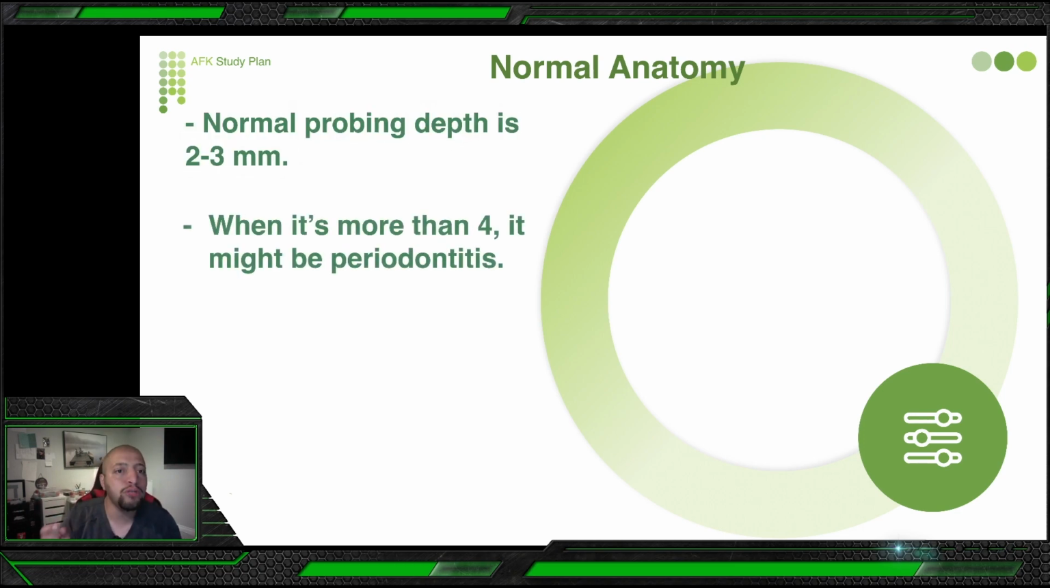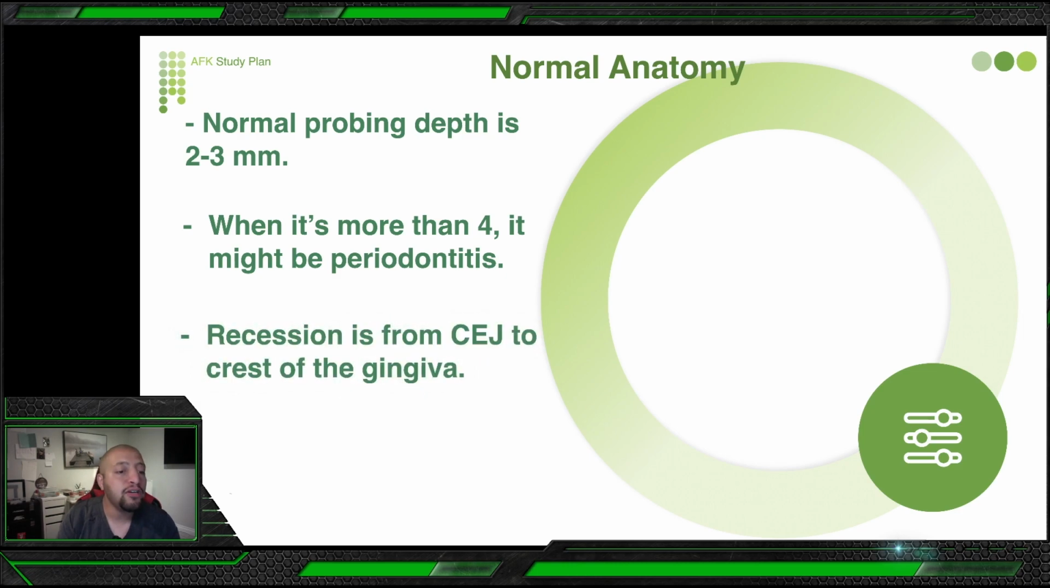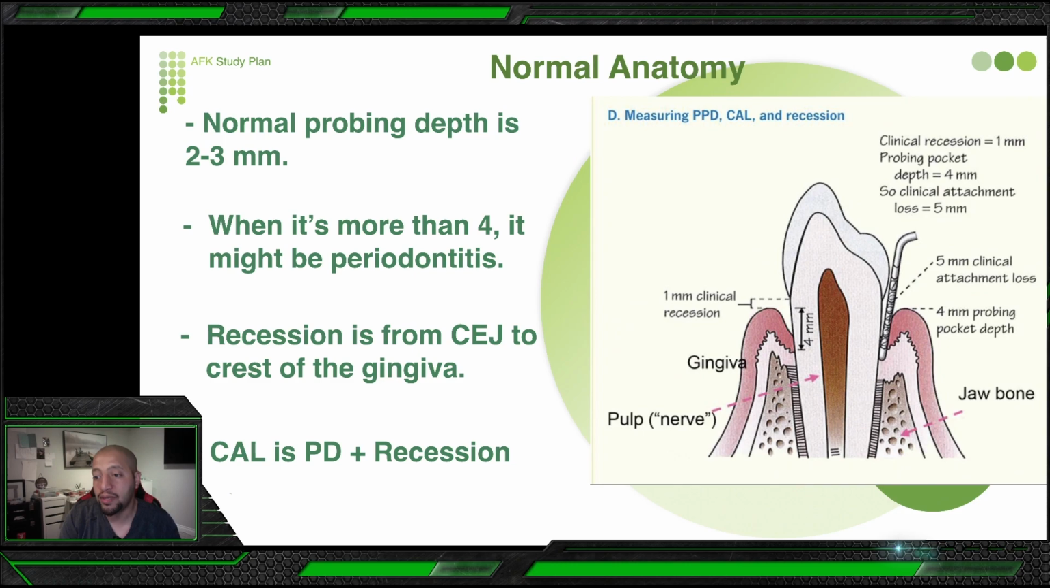To wrap it up, normal probing depth is 2 to 3 millimeters. When it is more than 4, it might be periodontitis. Recession is from the cement to enamel junction to the crest of the gingiva, and clinical attachment loss is the probing depth plus recession when you have a recession. So if recession is 0, clinical attachment loss is the same as probing depth, but you cannot say that as a rule. You should read the question and answer it according to what you have. If you have a recession, you add it to the probing depth to reach the CAL. If you don't have it, it's good.